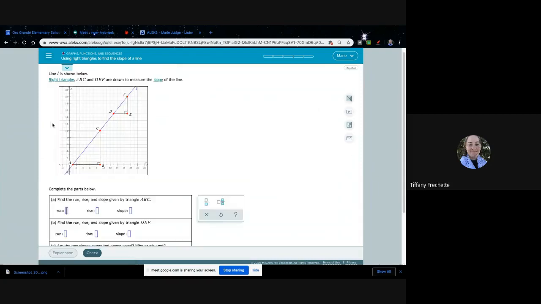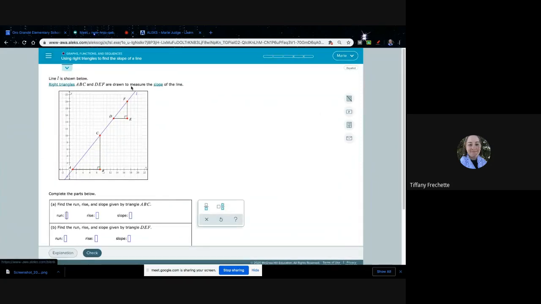So let's go ahead and start this. All right, we have line L again. Here's our blue line. And right triangles ABC and DEF are shown to measure the slope of the line. The first one, we want to find the run, rise, and slope of triangle ABC. Here's triangle ABC down here. I'm going to turn my pen on.